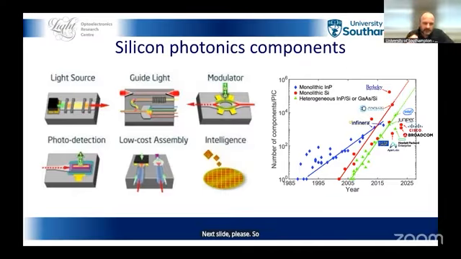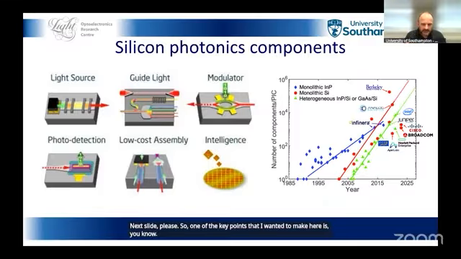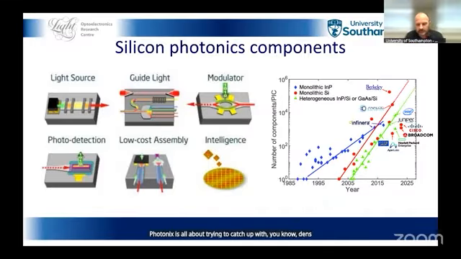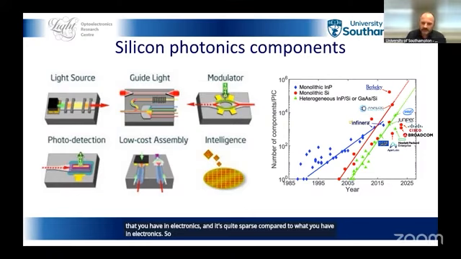So one of the key points that I wanted to make here is, photonics is all about trying to catch up with the density of integration that you have in electronics, and it's quite sparse compared to what you have in electronics. So how do you actually achieve that? You have a plot here demonstrating that you can really increase this density of integration recently.